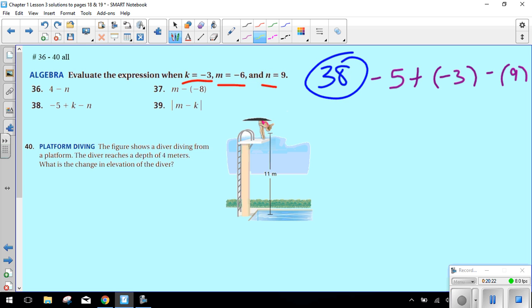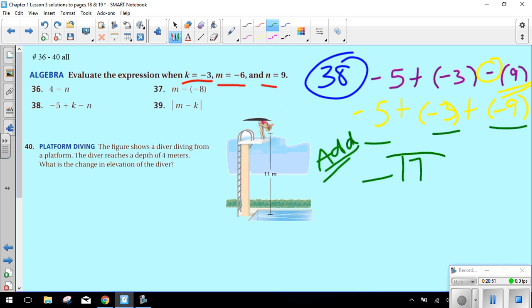I'm going to rewrite the problem first. -5 plus -3. This guy becomes plus opposite -9. So all my numbers are negative. -5 plus -3 plus -9. That's great news. I can just add everything up and keep the sign negative. So 5 plus 3 is 8. 8 plus 9 is 17. Final answer, -17.